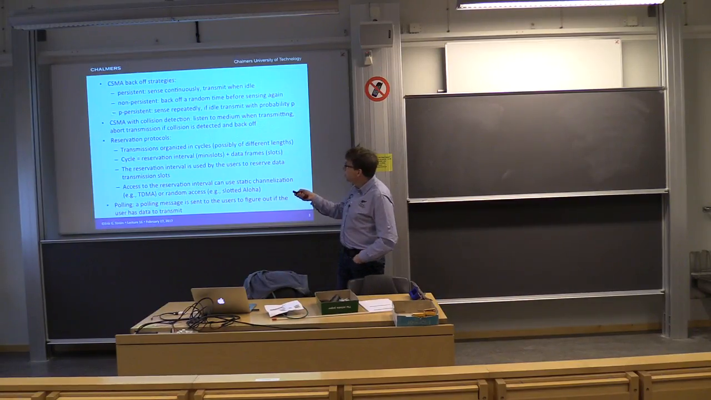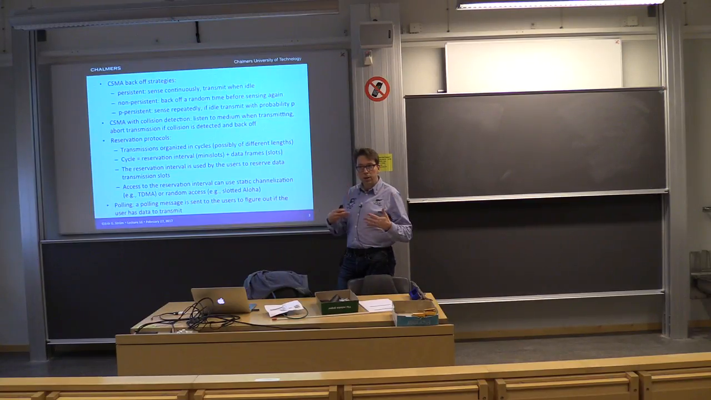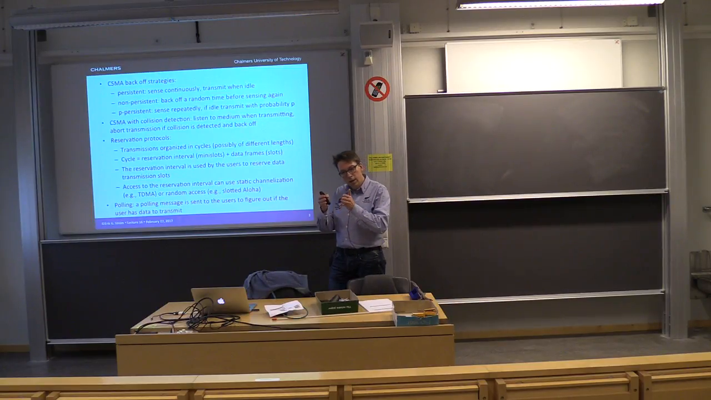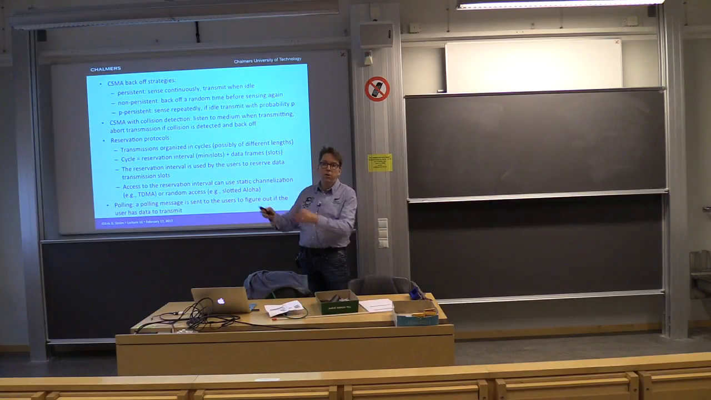Okay, so P is a parameter here. If P is small, then if the channel is idle, we transmit with low probability. If we don't transmit at this time, we wait a moment and then sense the channel again. If it's idle, then we transmit with probability P, and don't transmit with probability 1 minus P, and we keep on doing this until we transmit.